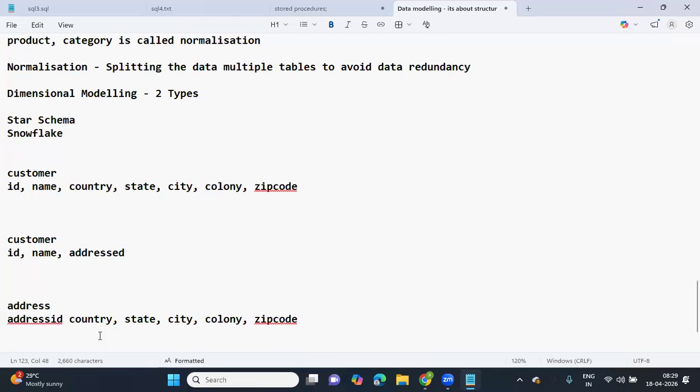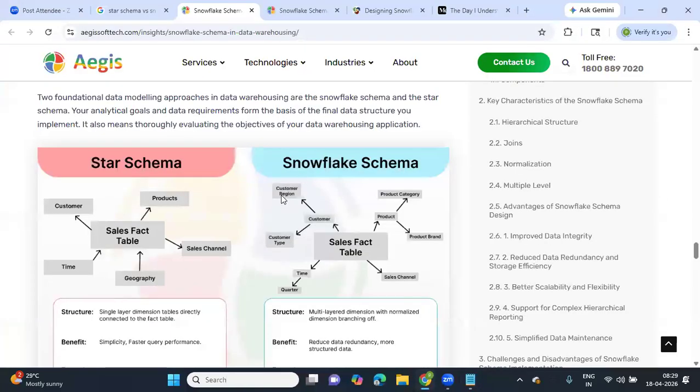I'm splitting that in. That's the meaning of normalization. The customer table is now normalized in the Snowflake schema. It is split into the customer type and the customer region. I don't know what they mean by customer type, maybe online, offline. Let's see that later. And now coming to the product table.